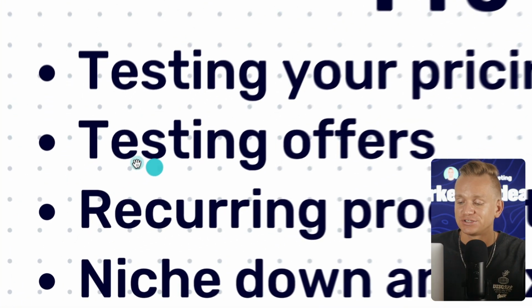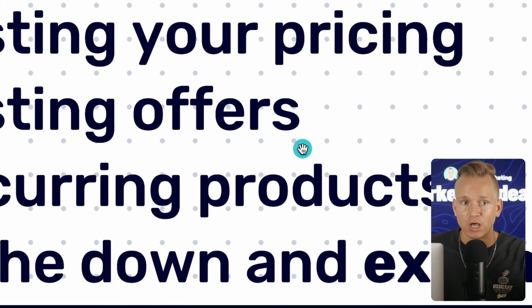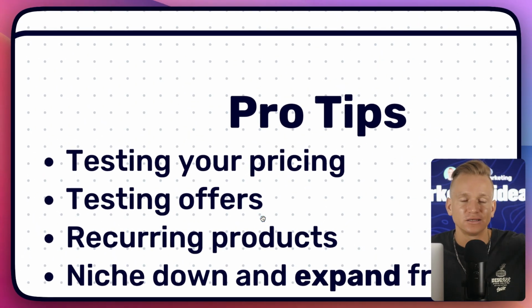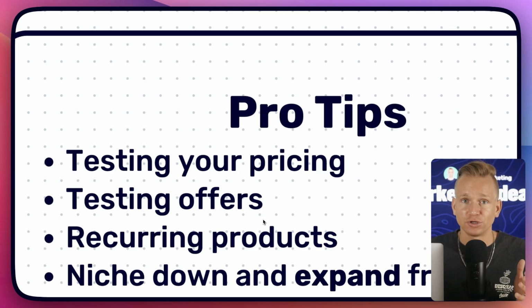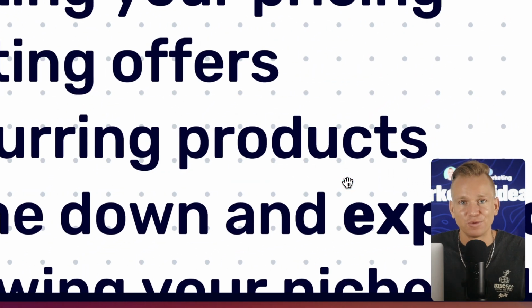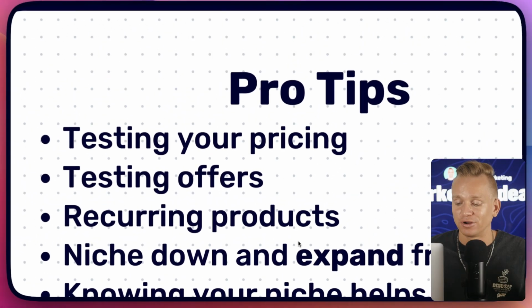You want to test out your offers as well. So basically, what are you providing within the digital product? Perhaps you are adding some additional things in there, perhaps testing out how your sales page looks, testing out all of these different things. If you can, create a recurring product. That's obviously the best, if you can get this recurring digital product income.